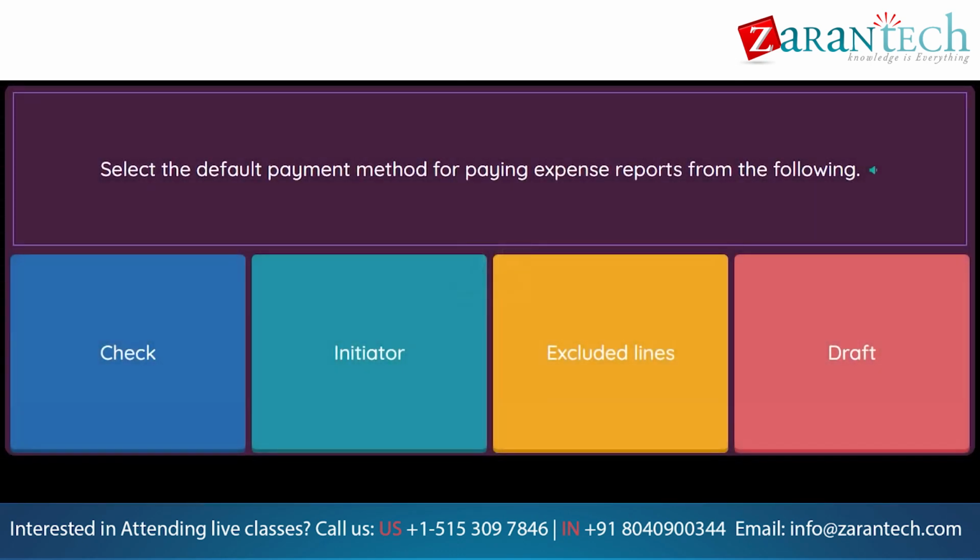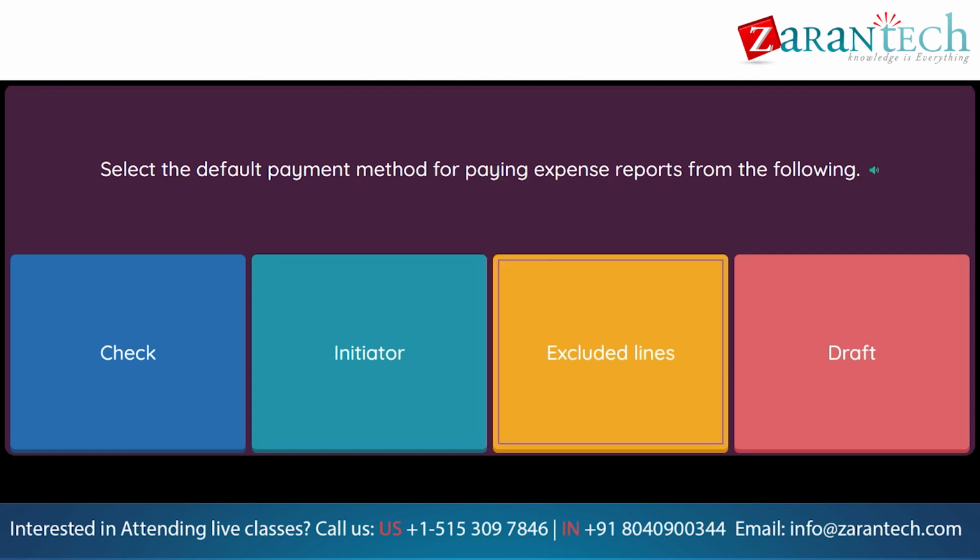Question: select the default payment method for paying expense reports from the following. Option 1 check. Option 2 initiator. Option 3 excluded lines. Option 4 draft.